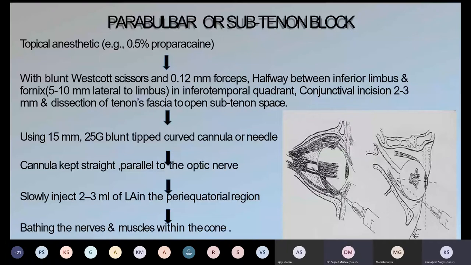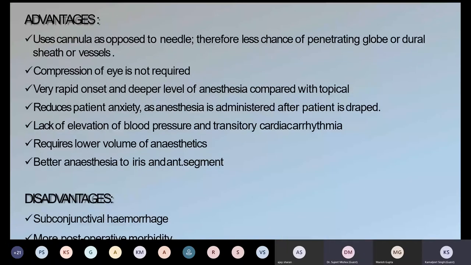No compression is required in this. The important thing here is that no compression of the eye is required, which is done in peribulbar and retrobulbar injection. The effect is very rapid compared with the topical, and it stays for a very long period. The only problem is that you might get a subconjunctival hemorrhage. The eye becomes red, and the patients might say, sir, my eye is turning red. Patient is more bothered about the redness of the eye than the vision. That is why peribulbar is preferred by us.